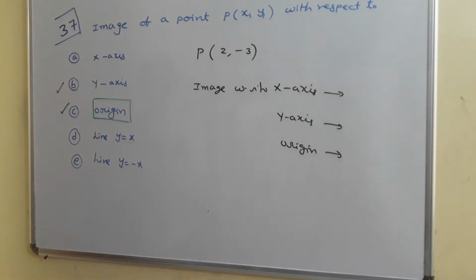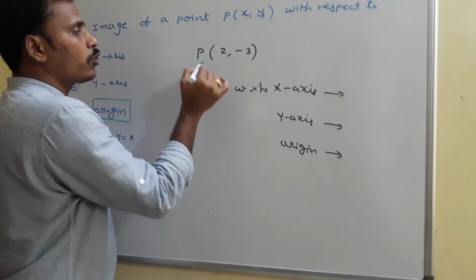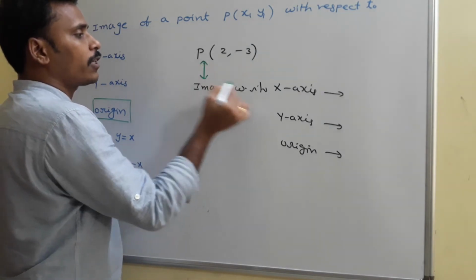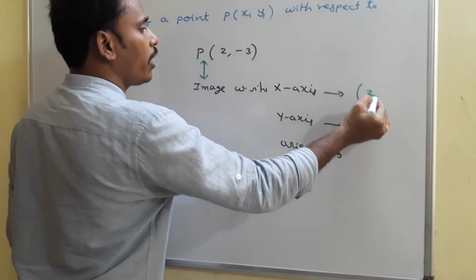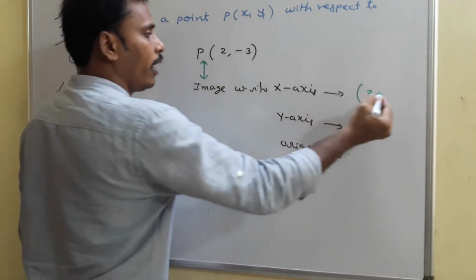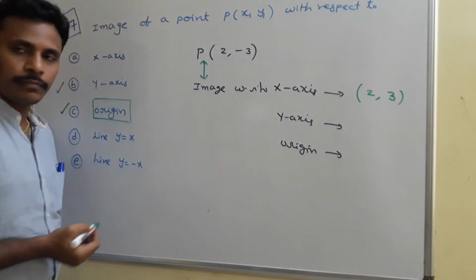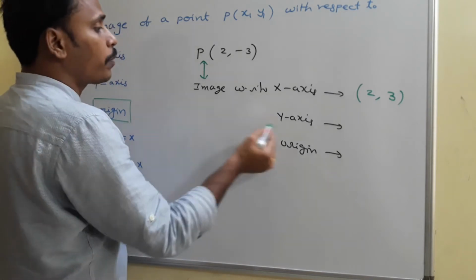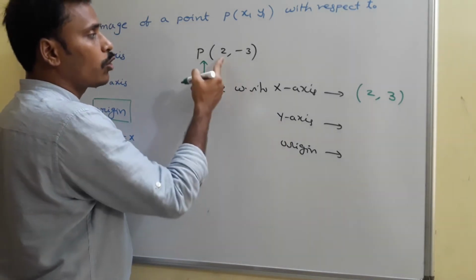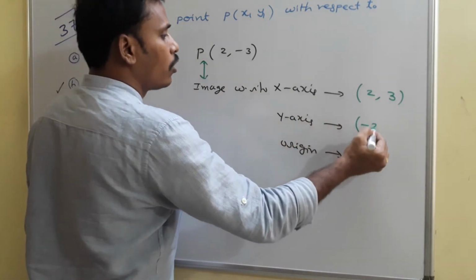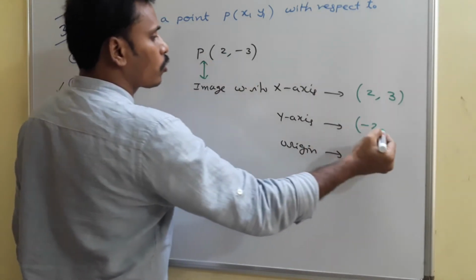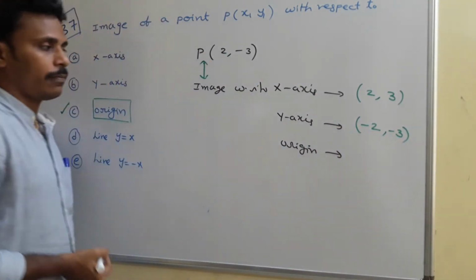Yeah, as I told you, to find the image of this particular point P with respect to the x-axis, you need to change the sign of the y coordinate, so the image is (2, 3). And for the image with respect to the y-axis, you just need to change the sign of the x coordinate. So if you change this 2 to minus 2, the y coordinate remains the same.